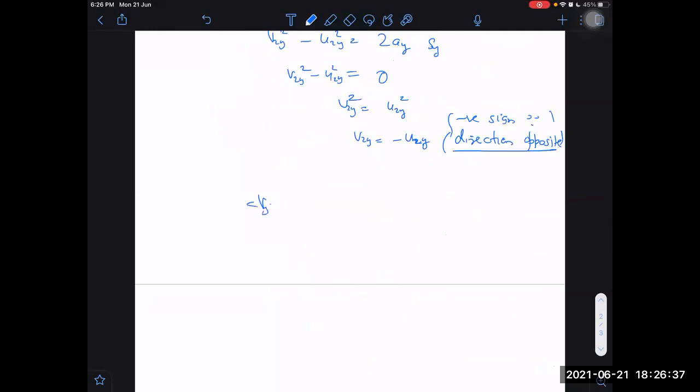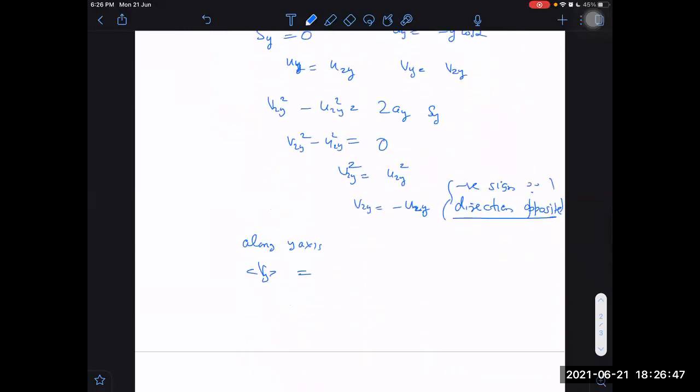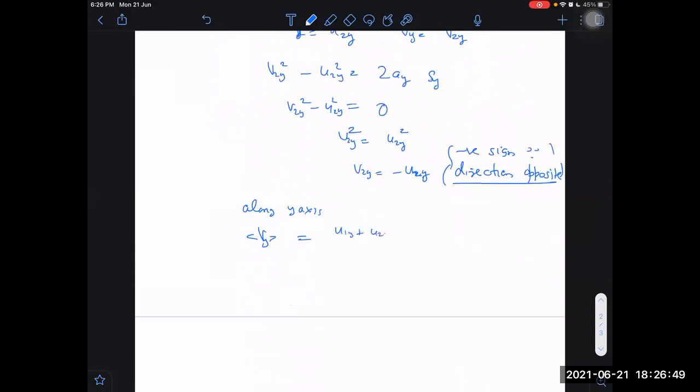Average velocity along the y-axis is equal to u1y plus u2y by 2 during the upward journey, and during the return, downward journey, the average velocity will be equal to v1y plus v2y divided by 2.